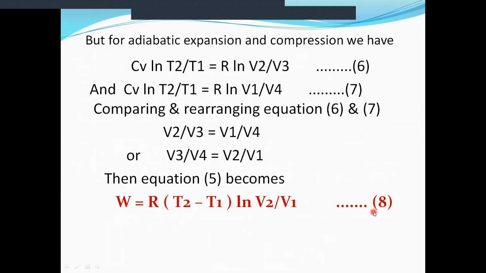and this is equation number 8, and this is the final equation, that is the total work done in Carnot cycle. This is the final equation, that W is equal to R into T2 minus T1 ln of V2 upon V1. So this is the final equation, that is the total work done in Carnot cycle. So in this way we have obtained the total work done in Carnot cycle.